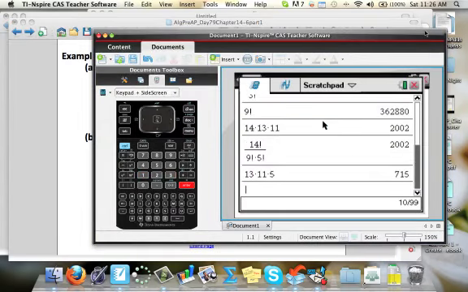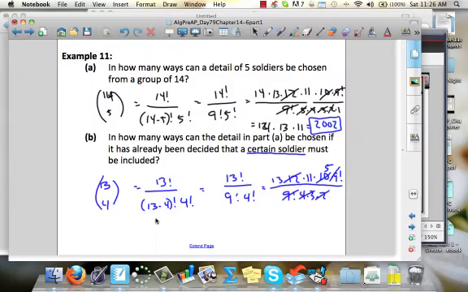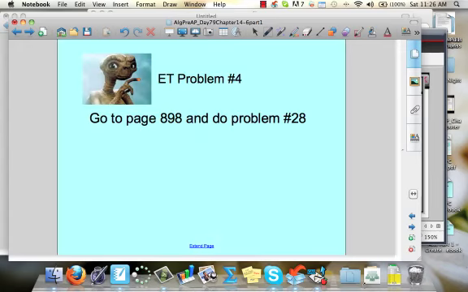And that's 715. Wow. Okay. So now go to your problem number 4, your ET problem number 4, go to page 898 and do problem number 28 in the book.